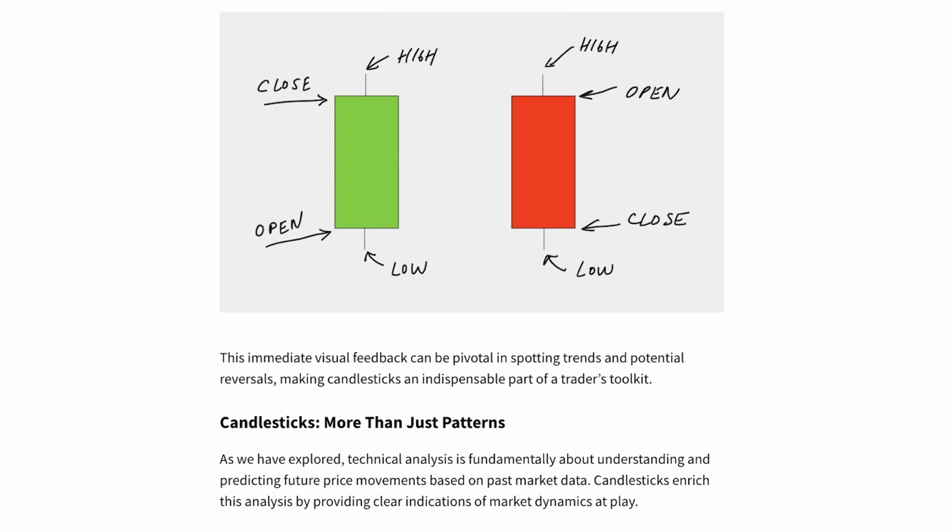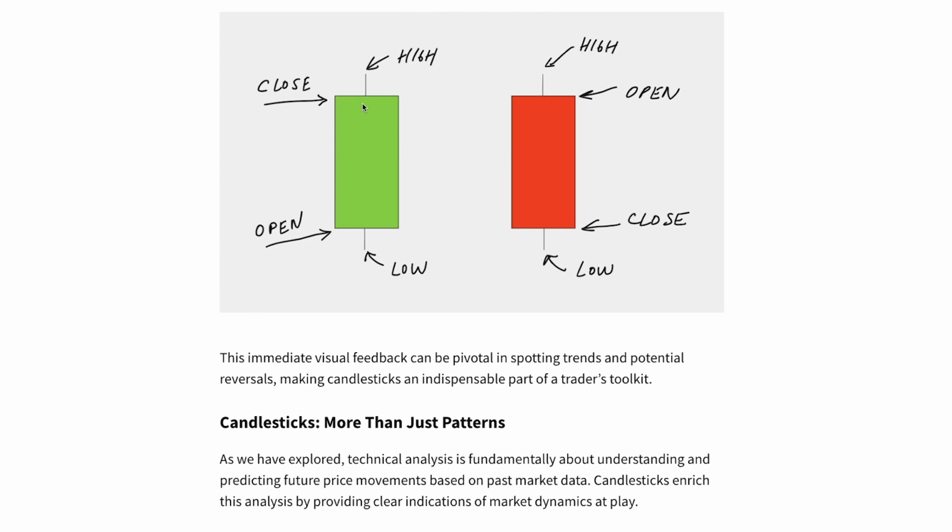So, the green or white, that is a bullish candlestick, and then the red or black color, that is a bearish candlestick. And basically, with a green candlestick, the open is shown here at the bottom of the candlestick, and then it closed higher. So the price went up and closed. That is why the candlestick is green.